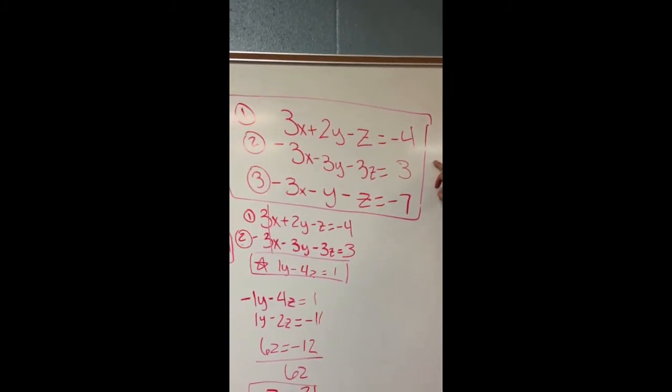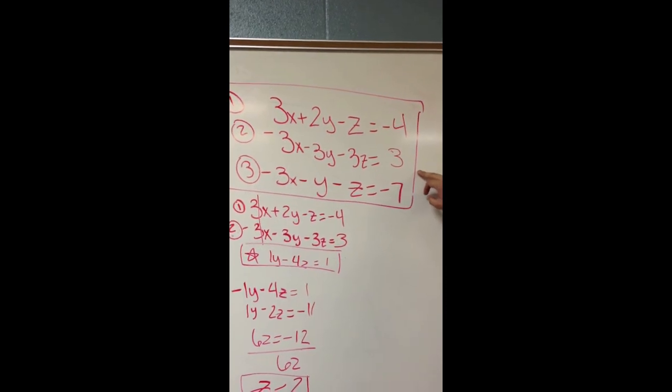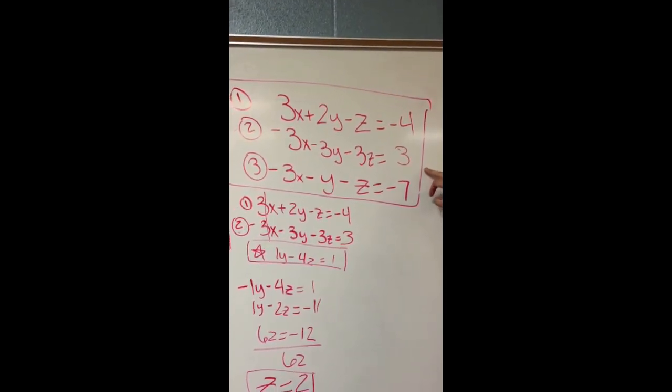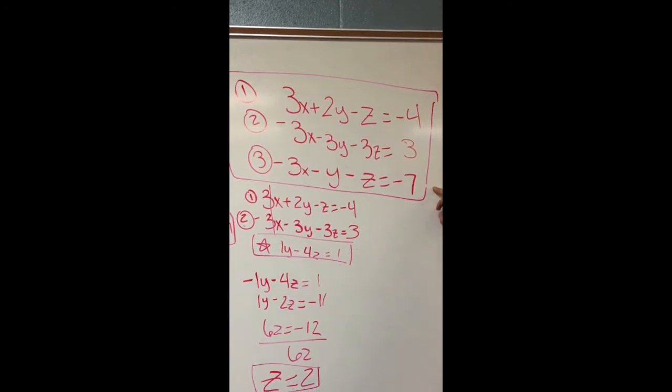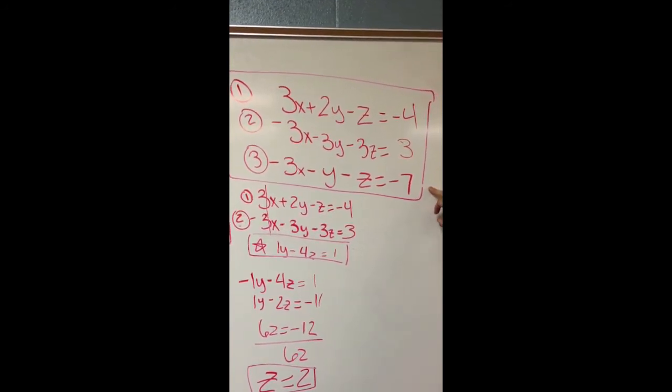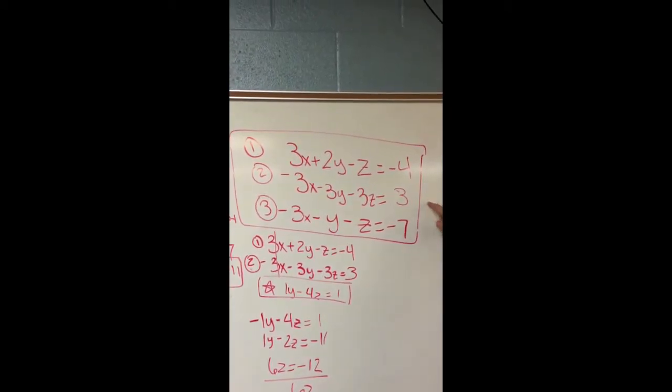For the three variable systems, we had to do 3x plus 2y minus z equals -4. For the other equation, we had to do -3x minus 3y minus 3z equals 3. And for the third equation, -3x minus y minus z equals -7. You're going to want to label these 1, 2, and 3.